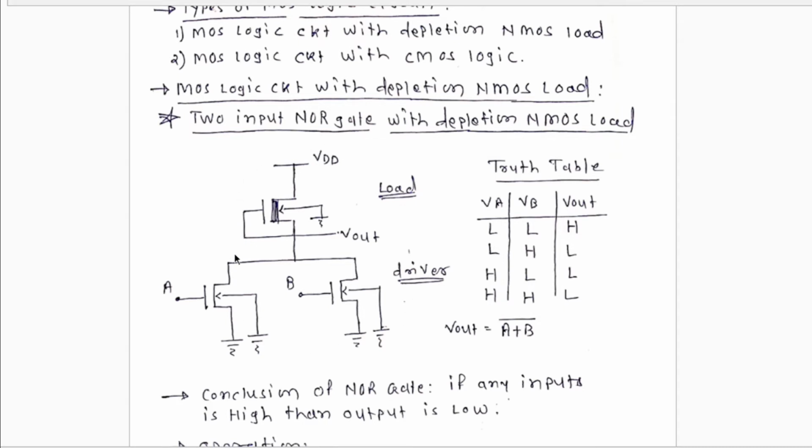Everyone knows the conclusion of the NOR gate: if any input is high, then the output is low, and if both the inputs are low, then the output is high. This is the algebraic equation for the NOR gate: V out is equal to (A plus B) whole bar. Now the operations.